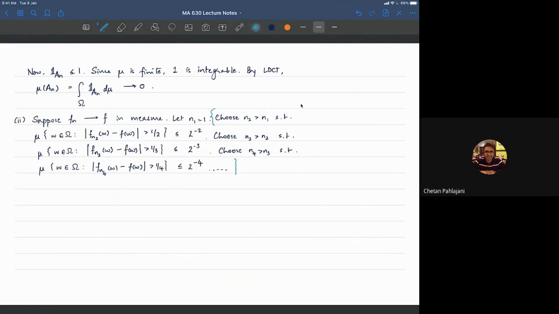All right, so what is the basic pattern? Here is the basic pattern. Choose nj greater than n(j−1) such that μ of the set of all ω in Ω such that |fnj(ω) − f(ω)| > 1/j is less than or equal to 2^(−j). Okay, so in a nutshell, this is what we're doing.